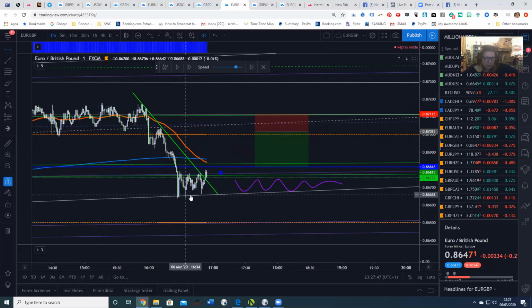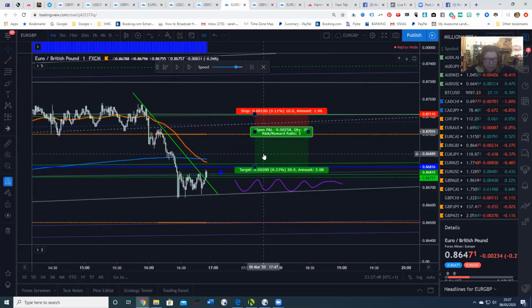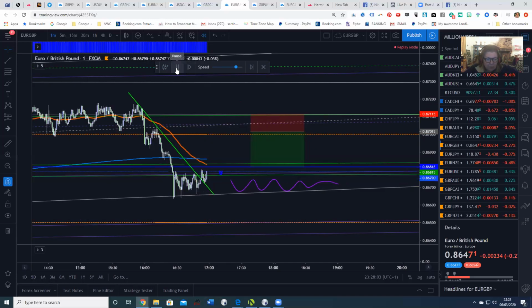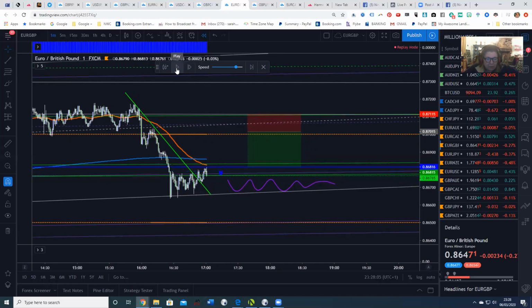So in retrospect, I should have got out there, but I've covered myself. It's come down there, but it is breaking through up through those pitchforks. So really, I know I'm going to be taken out of this trade at this point. And sure enough, you can see that they are, and that's me there out of the trade.